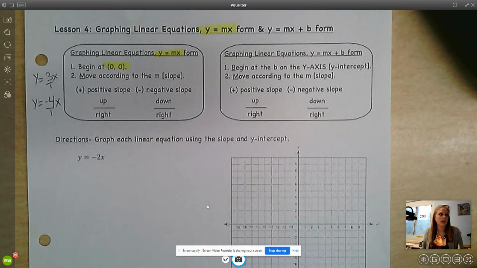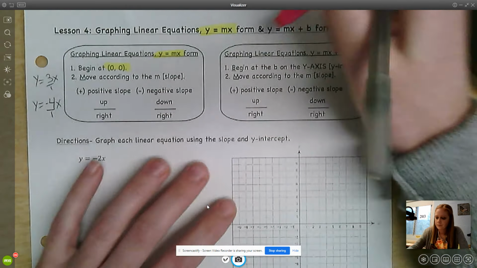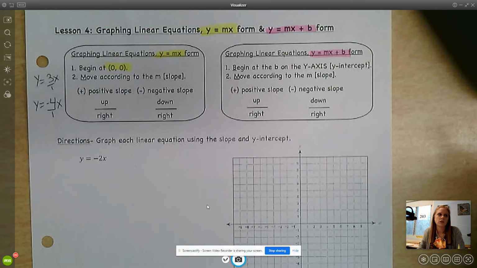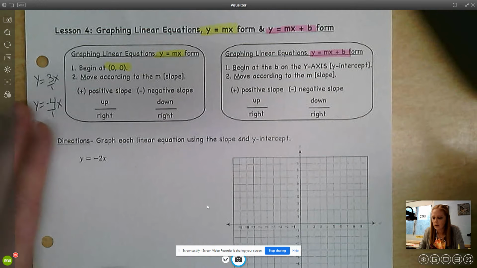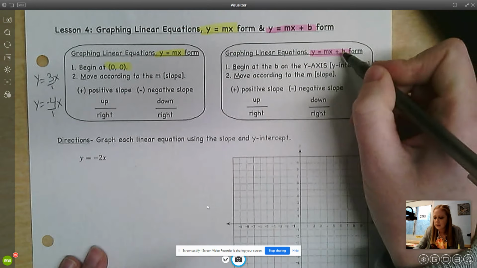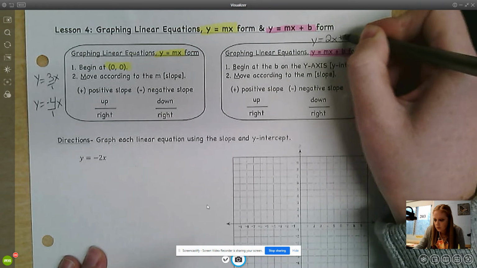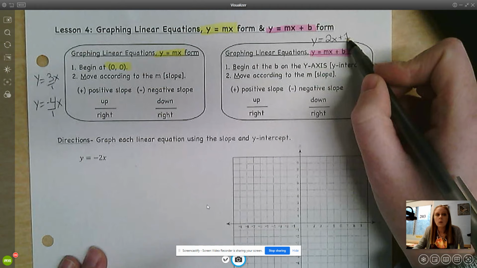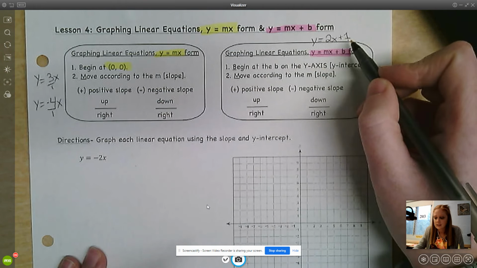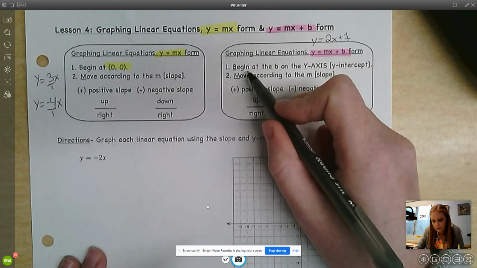Okay, now let's look at if the linear equations are in y equals mx plus b form. Okay, so then you have a y-intercept that is not 0. It's going to be at a different number. So you're going to begin at the b on the y-axis. So whatever this b is, so a quick example, y equals 2x plus 1, you would begin at 1. 1 would be the b. So that would be the 1 on the y-axis. That's the y-intercept, the point 0, 1. So that's where you would start or begin.